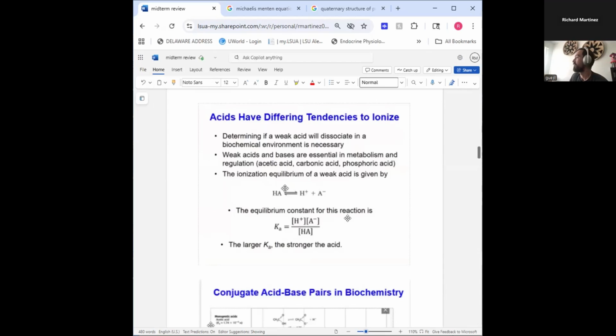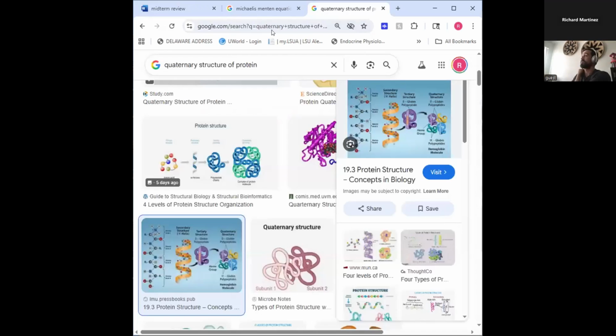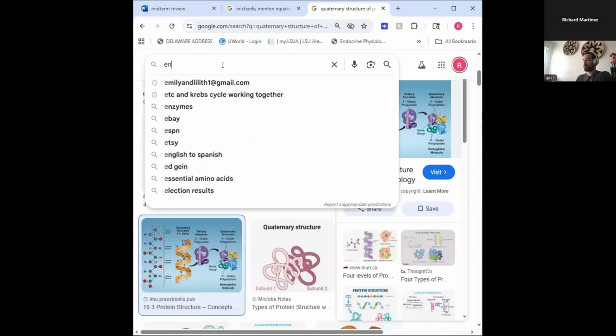Then we have histidine. What else do we have? Let's say glutamine. They can act as weak acids or weak bases in enzyme catalysis. In histidine, let me reframe it: it can act as a weak base or weak acid in enzyme catalysis. So let's look this up real quick.